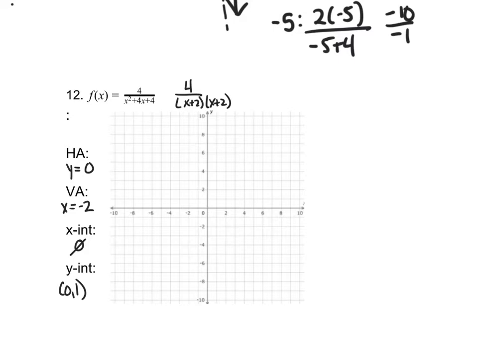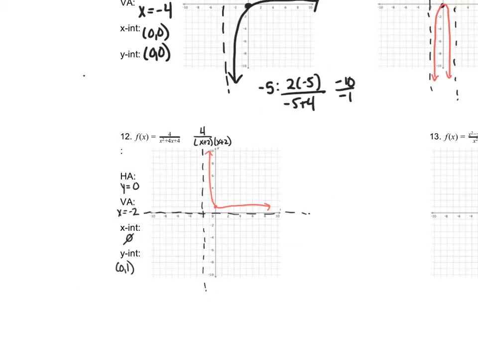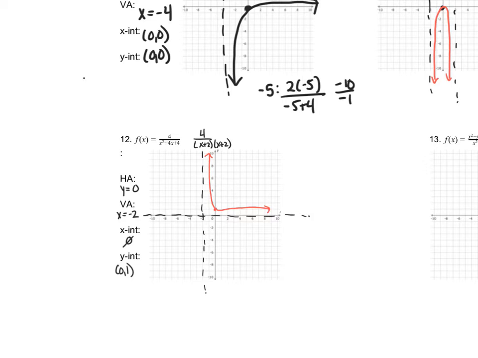So I'm going to go ahead and fill in those asymptotes, 1 at y equals 0 and 1 at x equals negative 2. I'm going to fill in my y-intercept, which is at 0, 1, which tells me that this graph goes above the line. Now I need a graph to the left of this, so I'm going to plug negative 3 into that equation and see what happens.